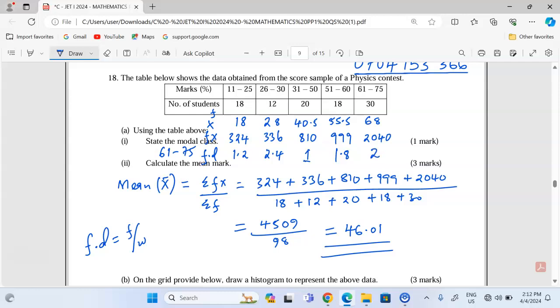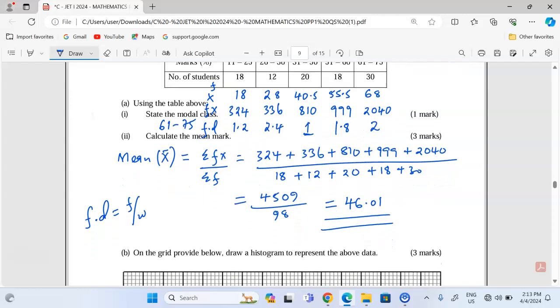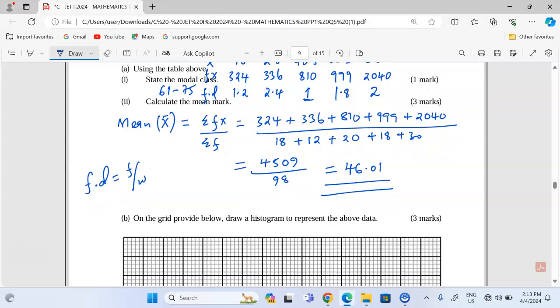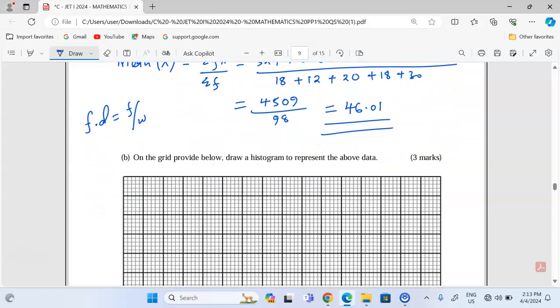So these are the frequency densities now. We take every frequency and we divide it by the class interval. Now this is what we are going to plot. For us to get a histogram, we need frequency densities against the class boundaries.